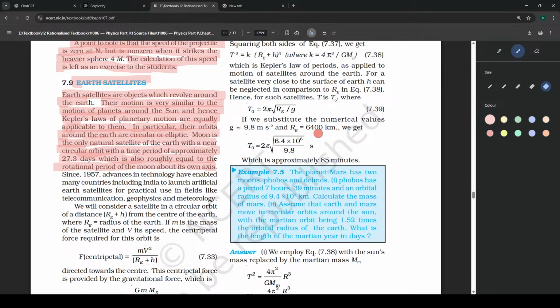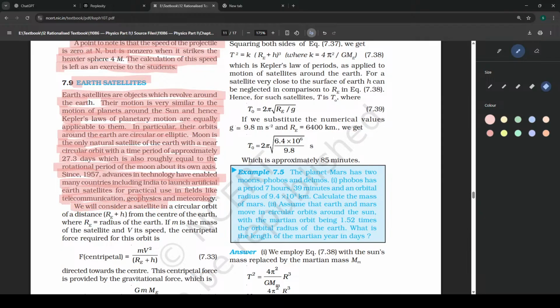This is also roughly equal to the rotational period of the moon around its own axis. Since 1957, advances in technology have enabled many countries, including India, to launch artificial Earth satellites for practical use in fields like telecommunication, geophysics, and meteorology.